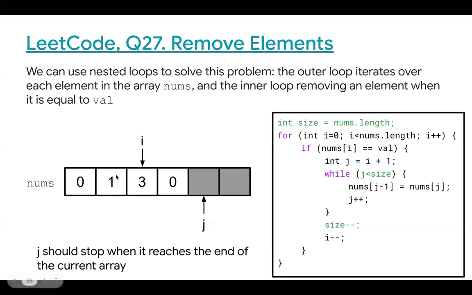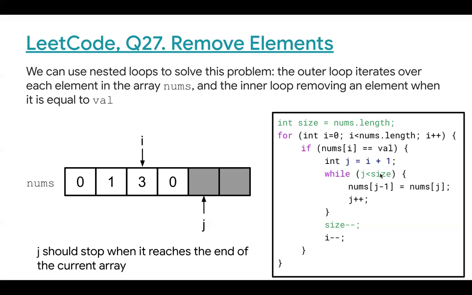So we create a variable size at the beginning. Of course, at the very beginning they are equal, because the given array nums is a full array. But then every time we run the if statement and we remove one element from the array, we update size. So size minus minus, we will keep track of the total number of elements in this array.